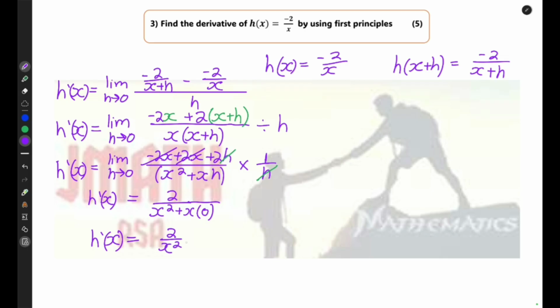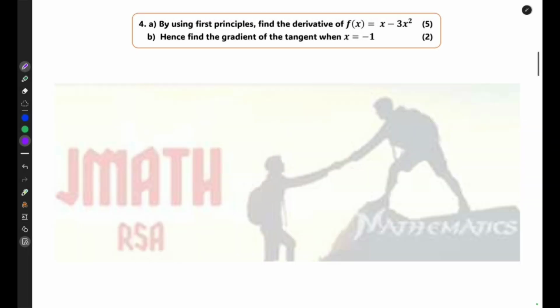So the only part that's different than the other one is that we needed to do the LCD in step 1 and not just sub in and cancel things out. Please make sure you know how to do this one because there's a big chance that you would see it this year. The final question we're going to look at, question 4a.